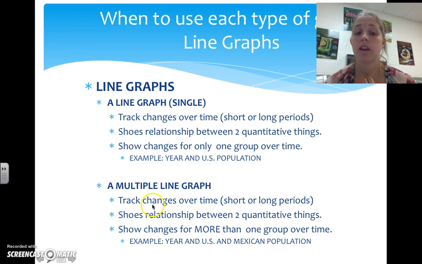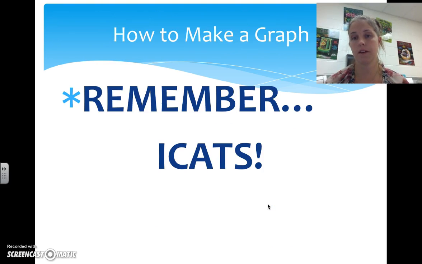A multiple line graph tracks changes over time as well, both short and long periods, and shows relationships again between two quantitative things. It shows changes in more than one group over time. Now remember, I don't have slides for these, but the circle graph or the pie chart is used when we want to show a percentage of a population, and a scatter plot is when we want to show two quantitative relationships, but one of them is not time in any way. And then bar graphs are categories and measurements, or qualitative and quantitative data.